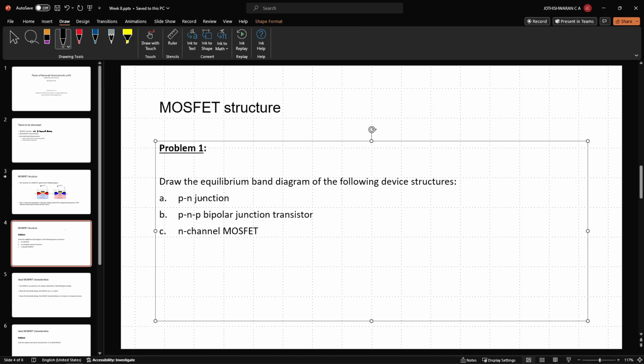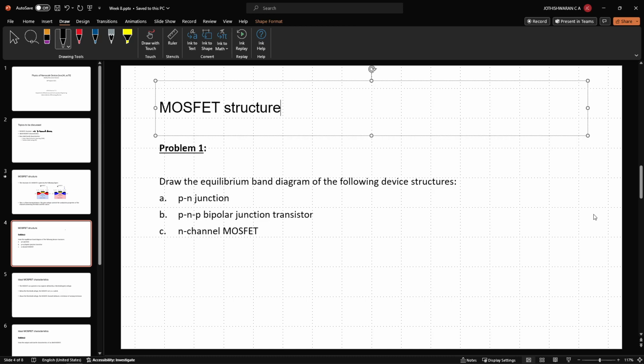First we shall look at a PN junction. Now this is once again something that we are all expected to be familiar with. So let us again start answering this in order. For part A of this question, we have a PN junction.